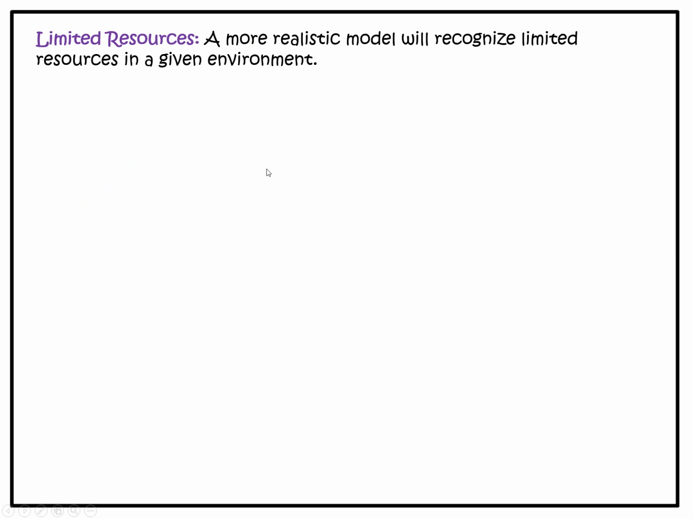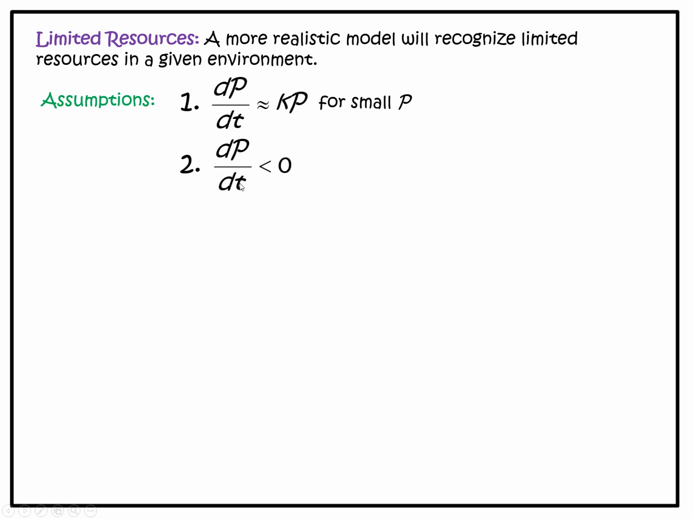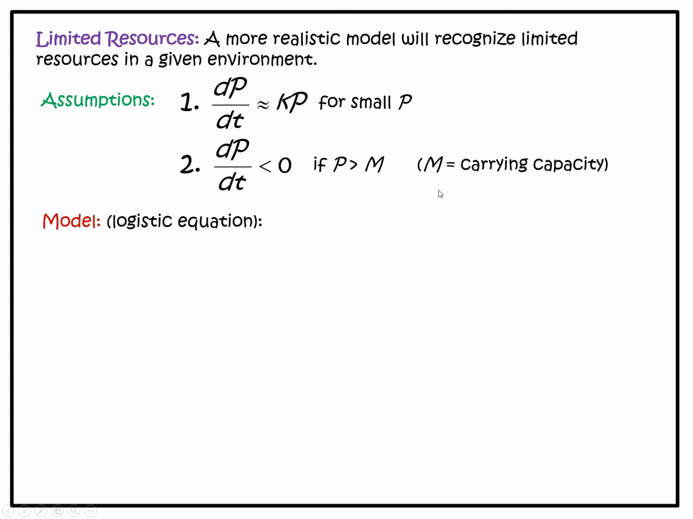Now, a more realistic model is one where you have limited resources. Populations can't just grow exponentially forever. We've got limited resources in any environment, even the entire Earth. So our assumptions here are that the rate of change of population is proportional to the population if p is small. And the rate of change of population is going to be less than 0 if p is greater than m, where m is what's called the carrying capacity. That is the maximum amount, so think max when you see m, the maximum amount that the environment will sustain. So the model for this is something called the logistic equation, and it looks like this: dp/dt is k times p times 1 minus p over m. That's our differential equation, involves dp/dt and p. M is a constant and k is your constant.